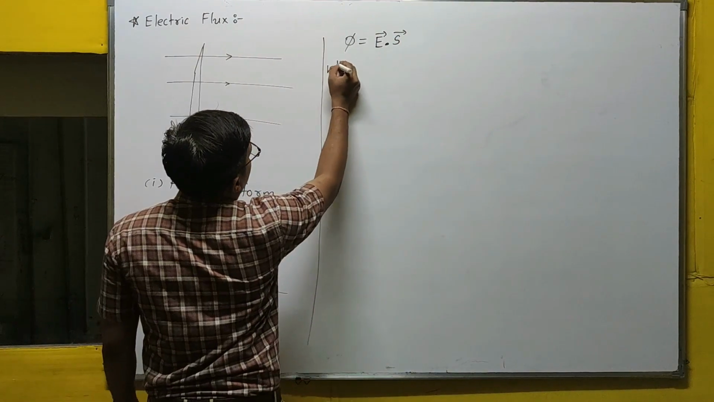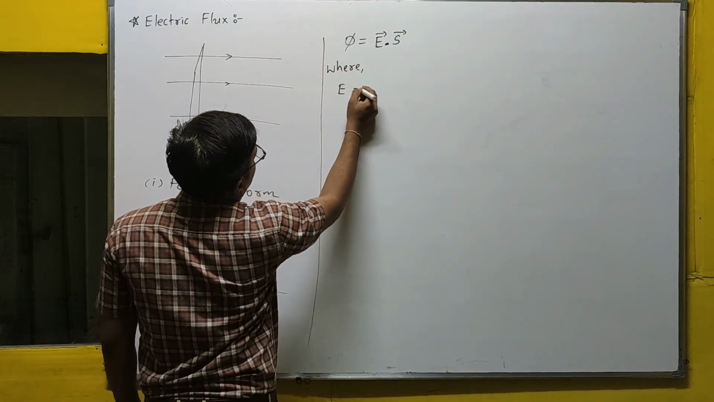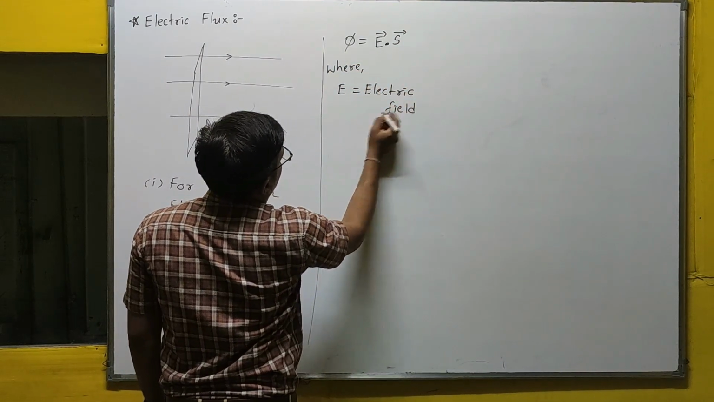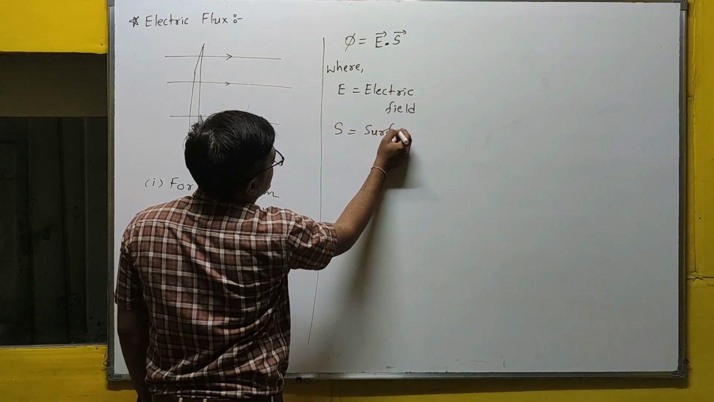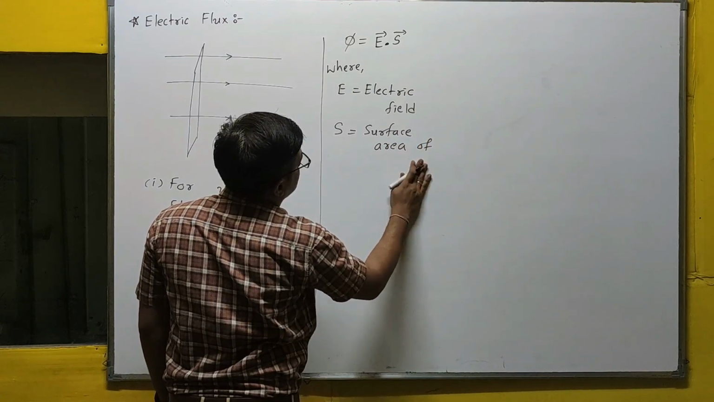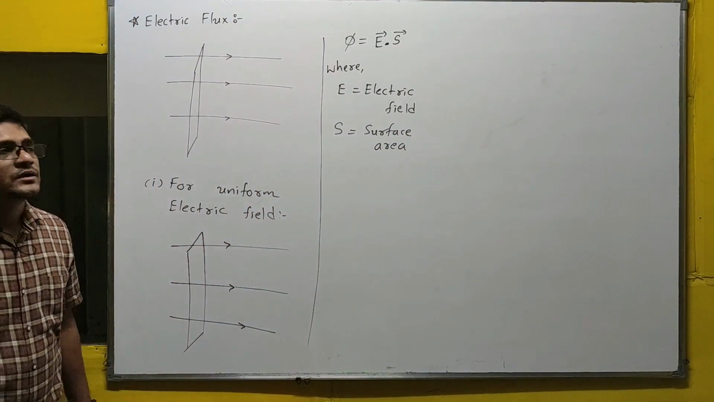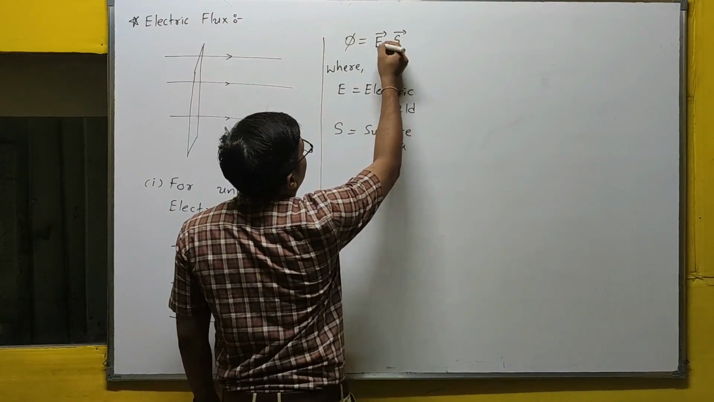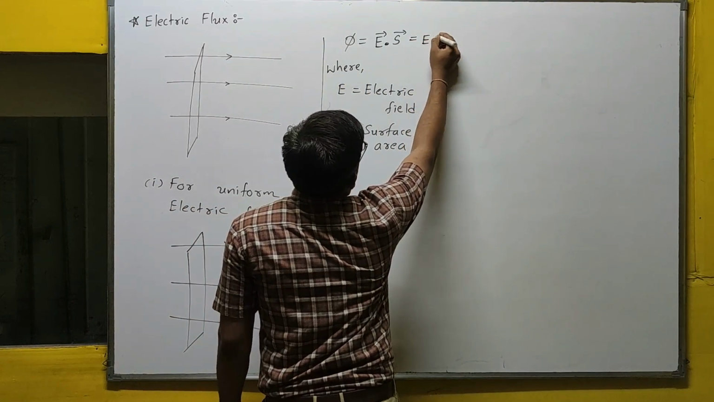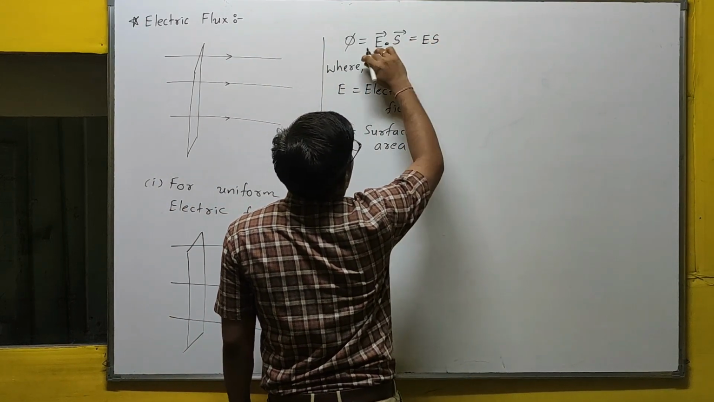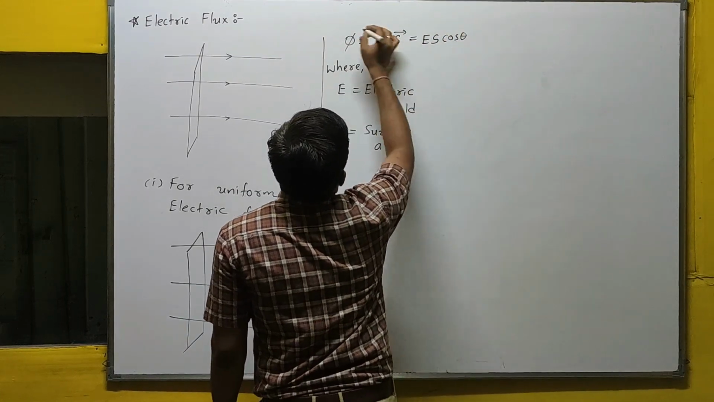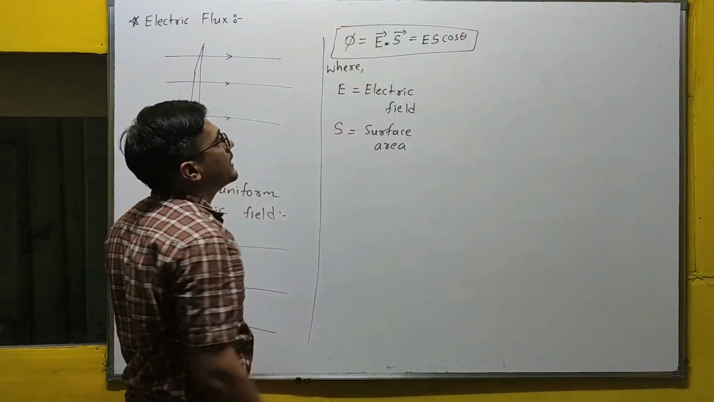where E is the electric field and S is the surface area of the plane, surface area of the surface. So this is the dot product of electric field and surface area. In a dot product you can write A dot B as AB cos theta. So E dot S is equal to what? ES cos theta. So this is our formula to find the electric flux.